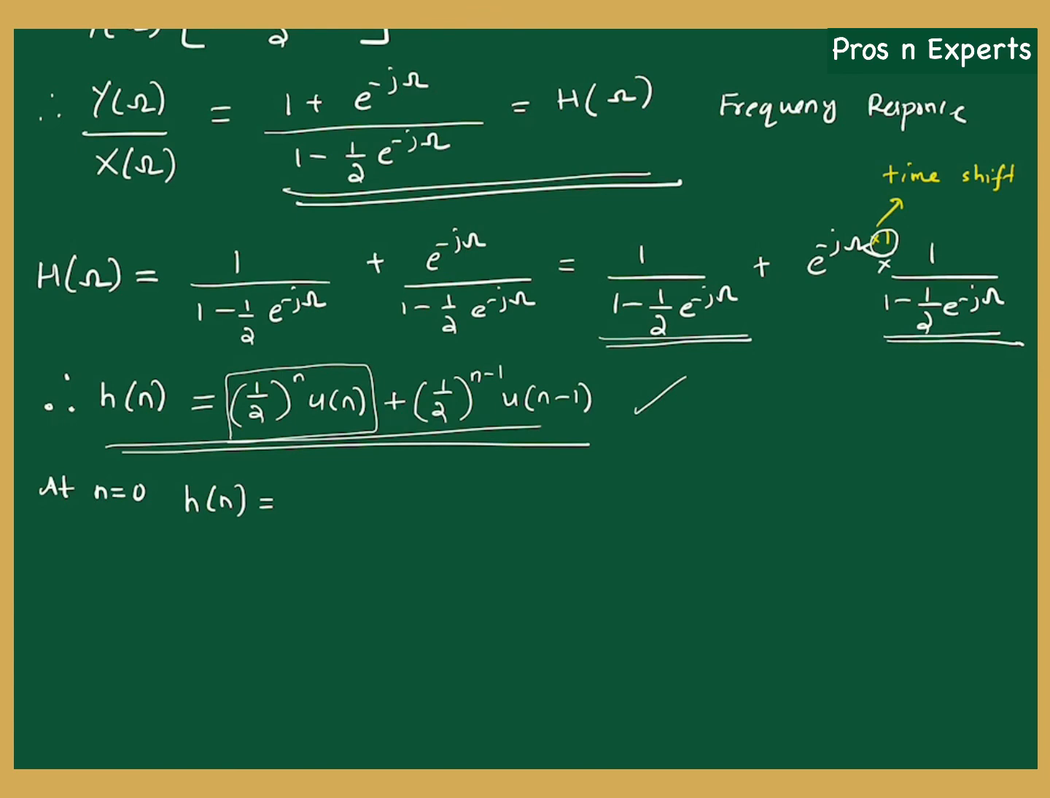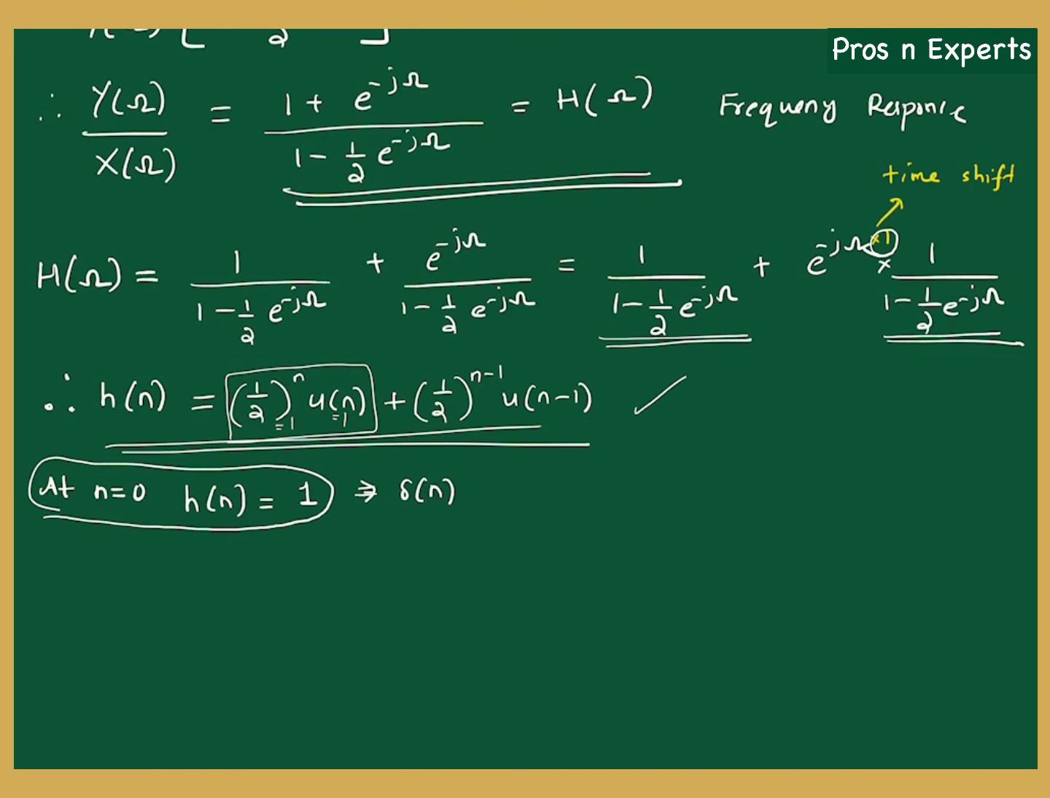u of n starts at n equal to 0, and it has amplitude 1 at all samples. So u of n equal to 1, and half raised to 0 is again 1. So 1 into 1 is 1. So h of n equals 1 at n equal to 0. Such a signal can also be written as del of n, right? Del of n also has amplitude 1 only at n equal to 0. So together I can write it as del of n. So this signal has an impulse here, right?